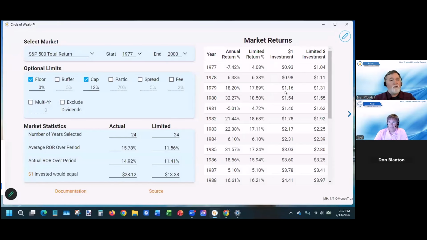So that's what I wanted to show you guys. It's a great little tool to help someone understand what's actually happening with an investment.